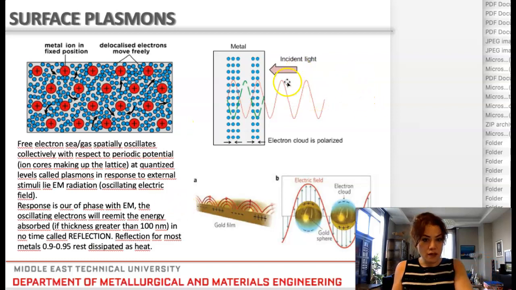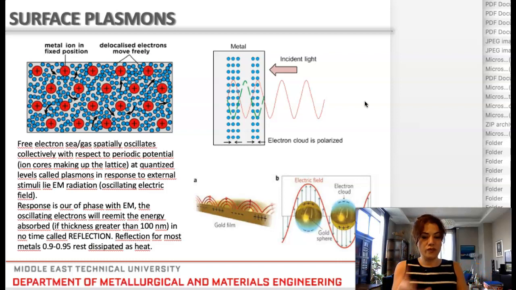Once the light comes in, incident to the surface, these electrons, based on the periodic potential present in the material, which are the ion cores, will oscillate. They will be quantized at a certain level, and they will create these oscillations with respect to this periodic potential. Based on the light's energy, the material will absorb it and convert it into these plasmonic oscillations, and then eventually re-emit the light out of phase in no time against this incoming light. That out-of-phase re-emittance from the surface plasmons, the oscillations of these negative charges on the surface, is called a reflection. So if it's a metal, we call it opaque.